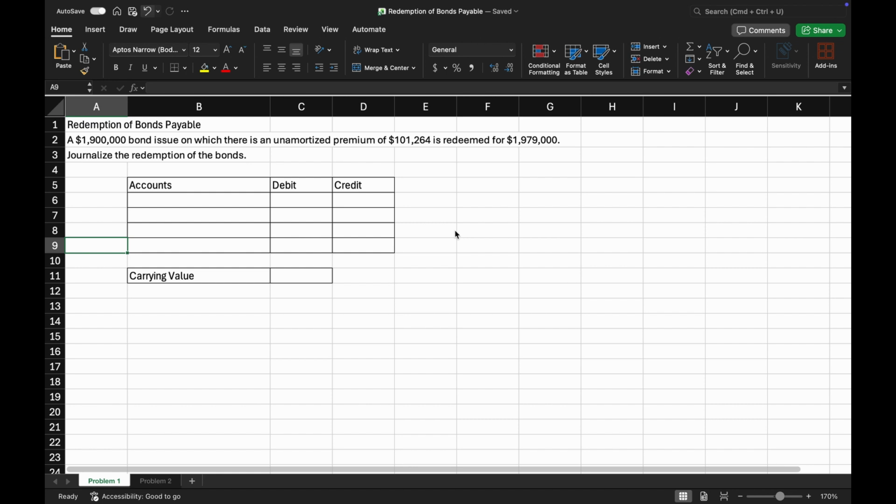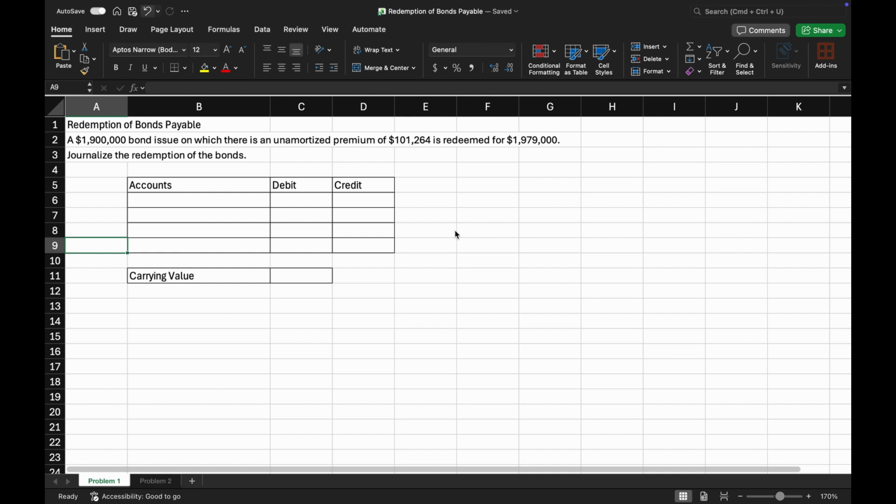Let's get into it. Let's say a $1,900,000 bond issue on which there is an unamortized premium of $101,264 is redeemed for $1,979,000. Your job is to journalize the redemption of the bonds.